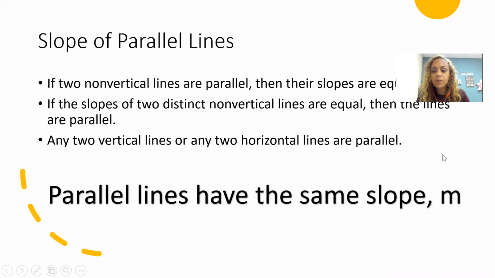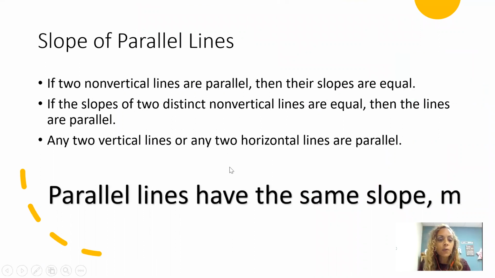So let's recap some of the things we've been covering already. Parallel lines, the slope of parallel lines. This is written as a conditional statement. Remember, if, and then we have a then. If two non-vertical lines are parallel, then their slopes are equal. Also, if the slopes of two distinct non-vertical lines are equal, then the lines are parallel. Finally, if two vertical lines or any two horizontal lines are parallel.